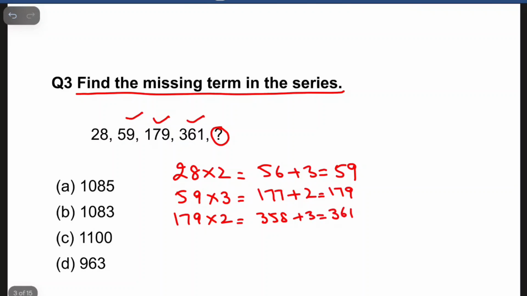So we'll apply the same logic to find this missing number. Now first we multiply by 2 and then add 3. Then we multiply by 3 and add 2. Now for this missing number we will be multiplying 361 by 3. We get 1083 and now we will be adding 2. We get 1085. Option A is the correct answer. Now let us move to the next question.